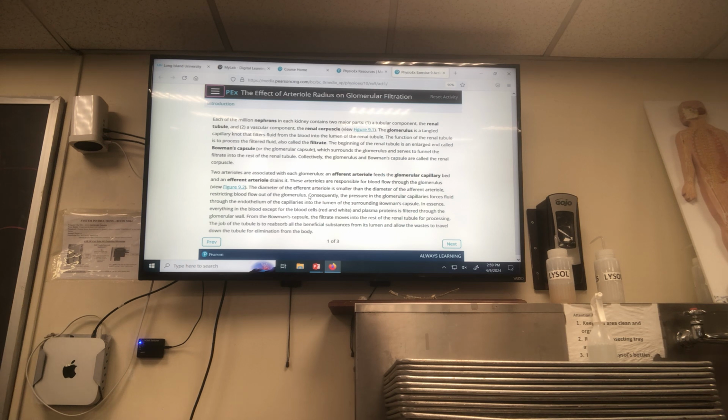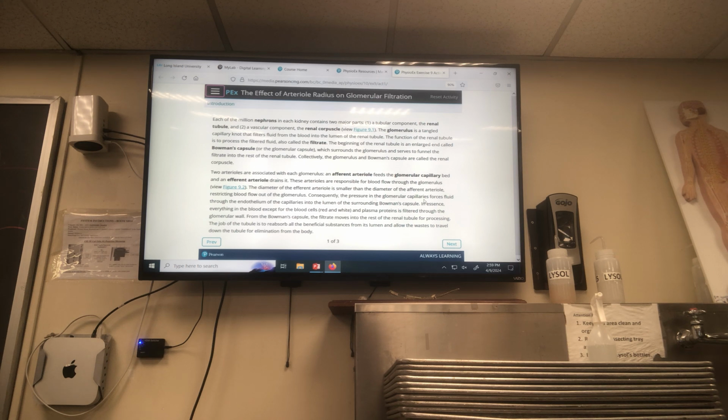What is the renal corpuscle made up of? It is made up of the Bowman capsule, which is a tubular component, and the glomerulus, which is a capillary or vascular component. Okay.